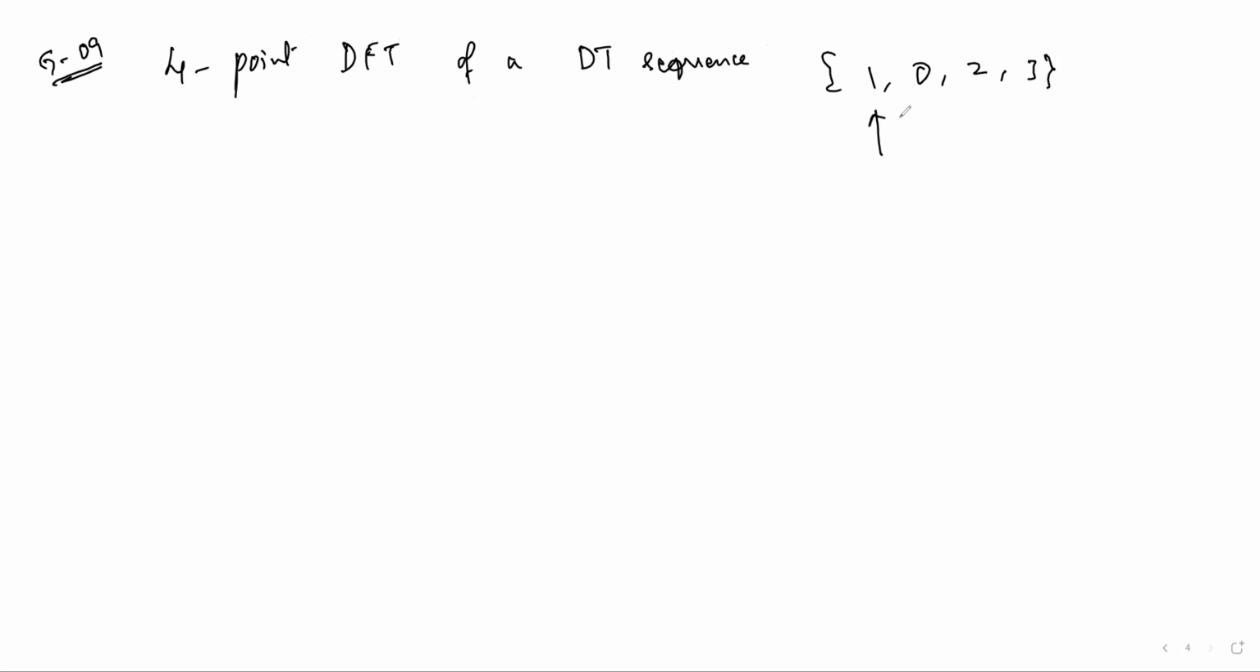The 4-point DFT of a discrete time sequence 1, 0, 2, 3 is. The options are given like this.